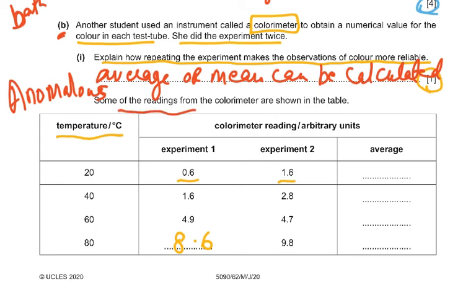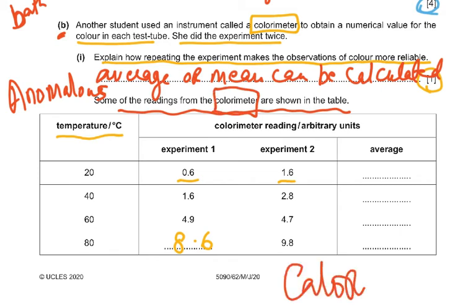Now it says some of the readings from the colorimeter are shown. Please remember this is a colorimeter. Something known as a calorie meter is something else. CALORI measures the calories. That is different from this, which is COLOR. Now I'm going to show you what a colorimeter is.